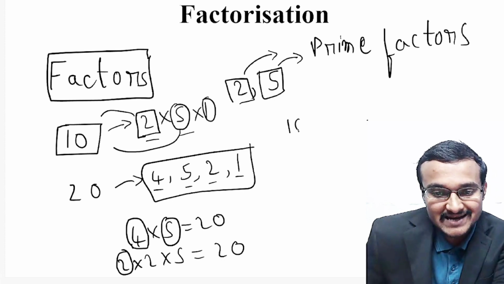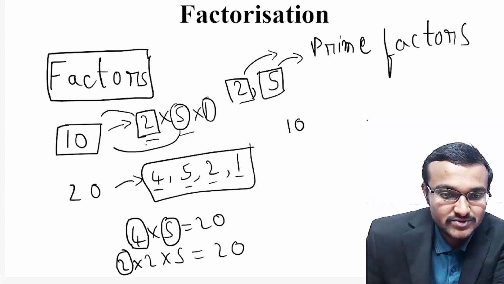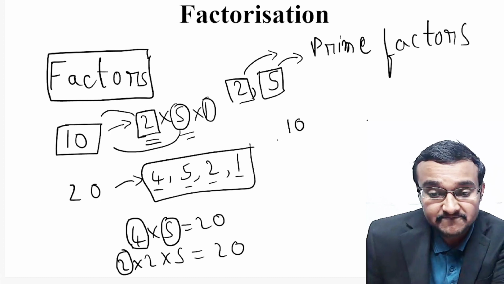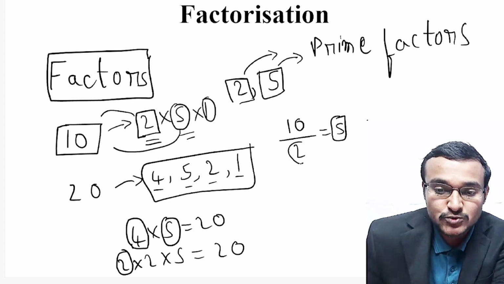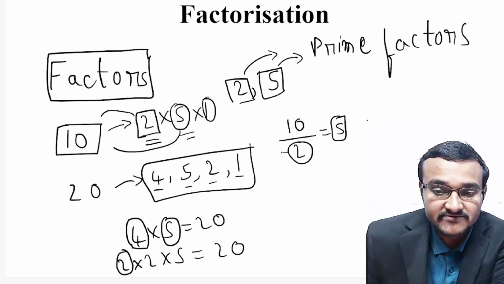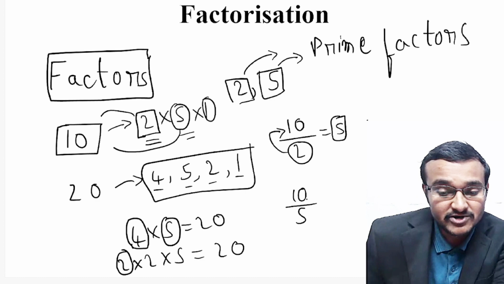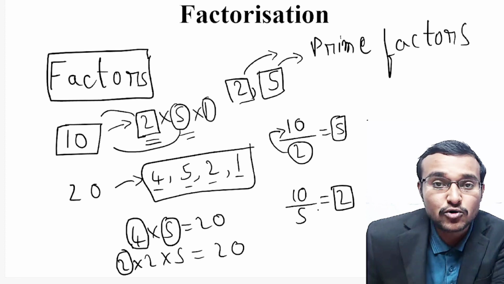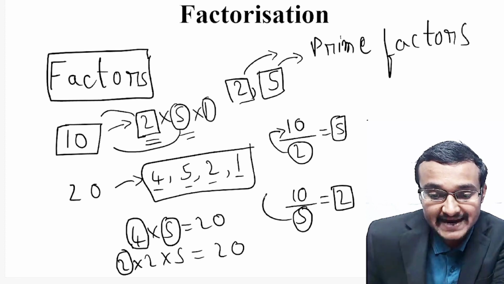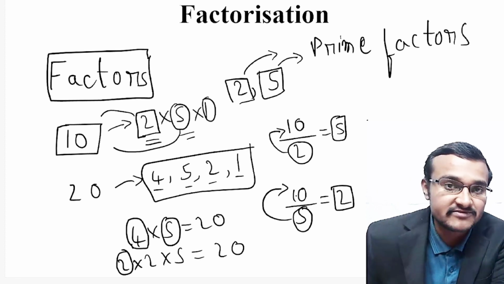So let's say you have 10 and you know that 2 and 5 are factors of 10. 10 divided by 2 gives you 5. So 5 is a whole number. That means 2 is a perfect divisor of 10. And when you divide 10 by 5, you get the answer 2. Here also you are getting a whole number. That means 5 is also a perfect divisor of 10.